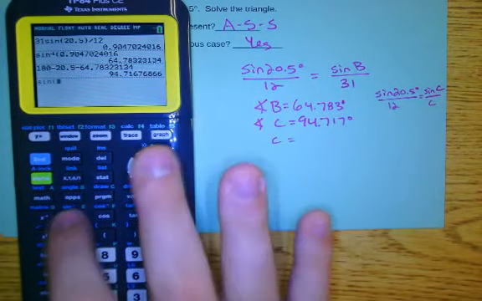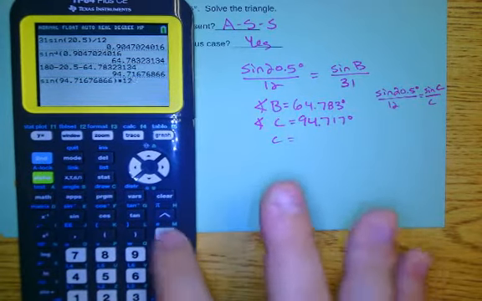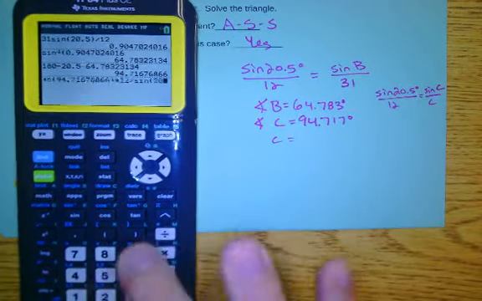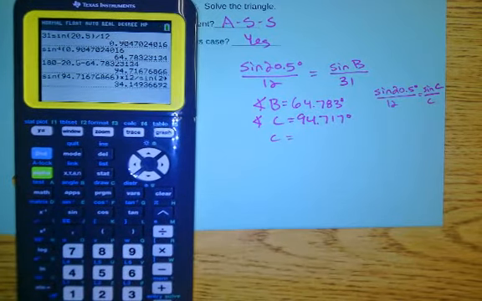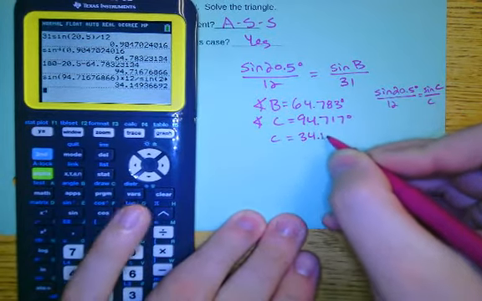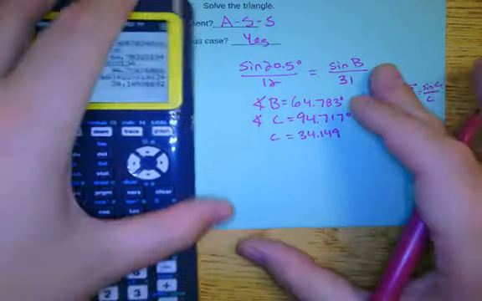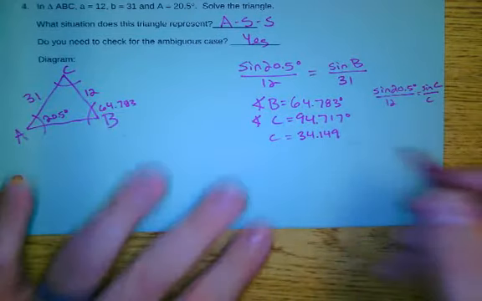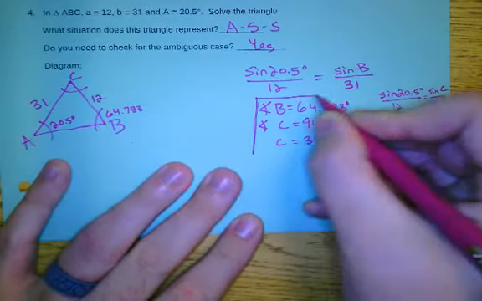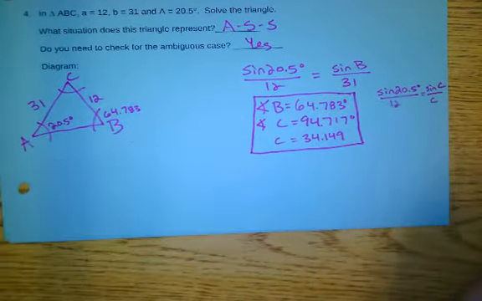So now we're going to do this: sine of this times 12 divided by sine of 20.5. And you're going to get... you don't need to put a unit. If there's no unit in the problem, don't put it. So this is half of our answer.